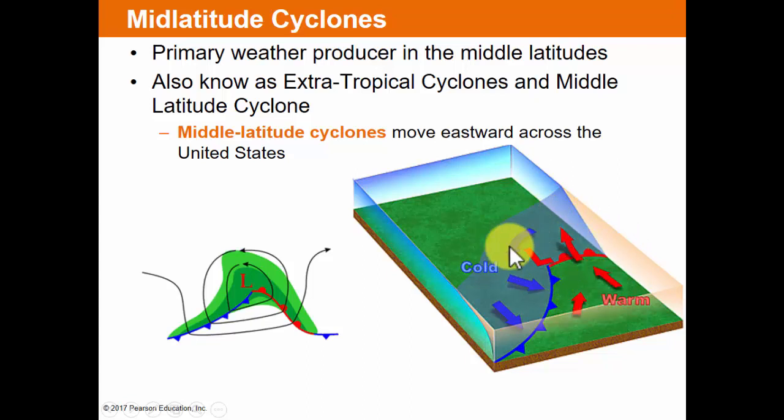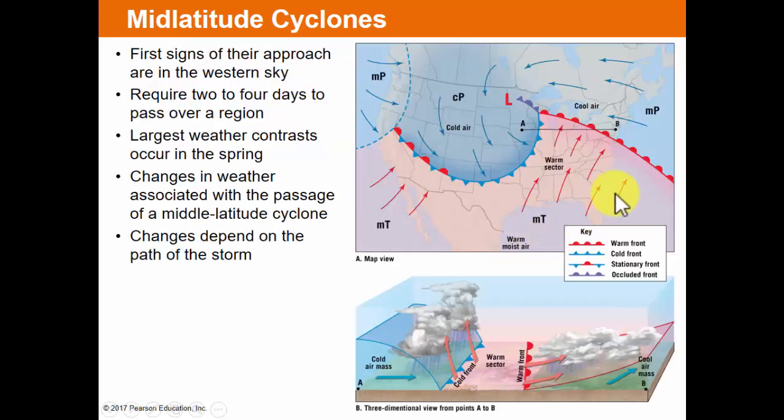Well, that temperature difference gives this mid-latitude cyclone its energy. Once that occlusion occurs and all that cool air is lifted, now you have no temperature difference across the low, and that low is beginning to weaken, and sometimes we refer to that as filling.